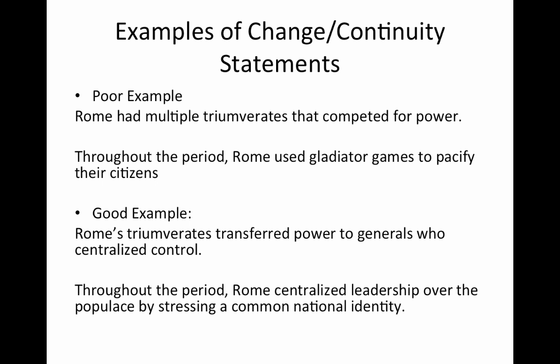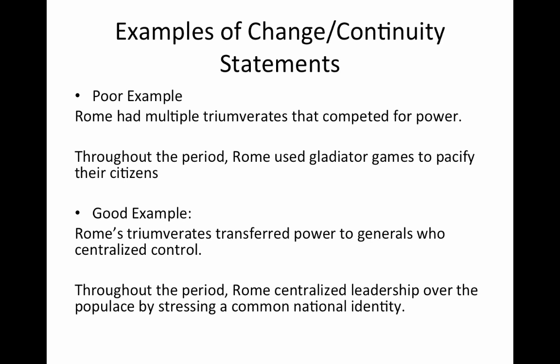Examples of change in continuity statements. So here's a poor example of a change statement. Rome had multiple triumvirates that competed for power. Okay, the reason why this is not a good change statement is it doesn't relate back to the question. The question is about the change from republic to empire. This is true that there were multiple triumvirates that competed for power, but there's nothing here that's significant back to our thesis, back to the question.